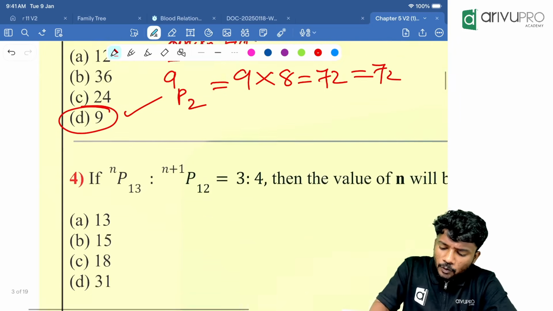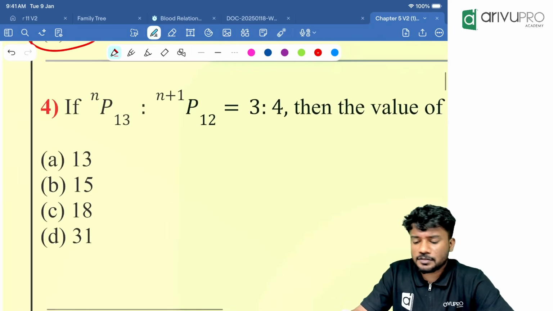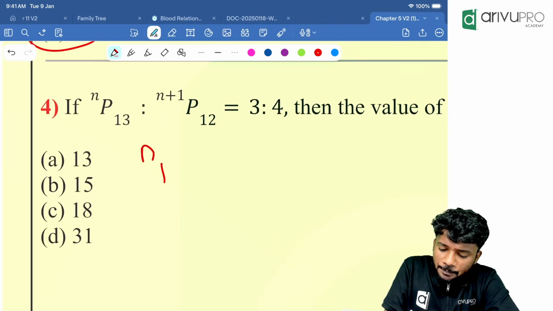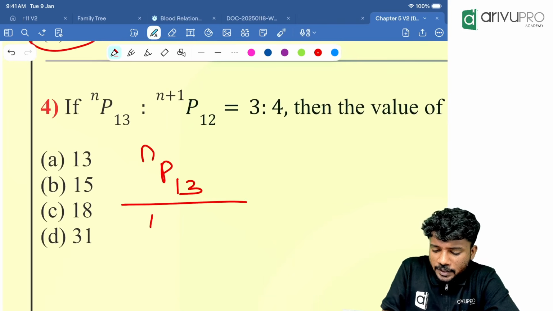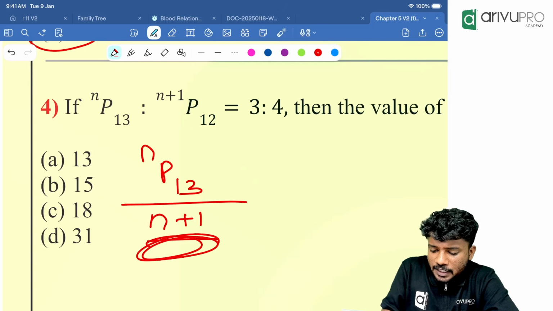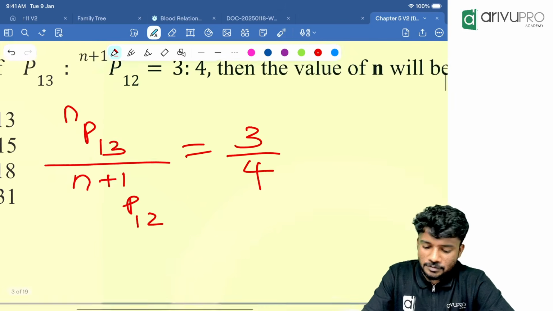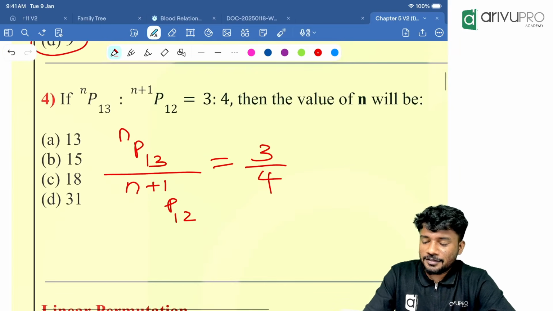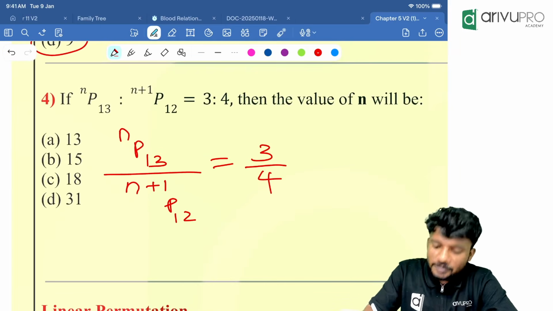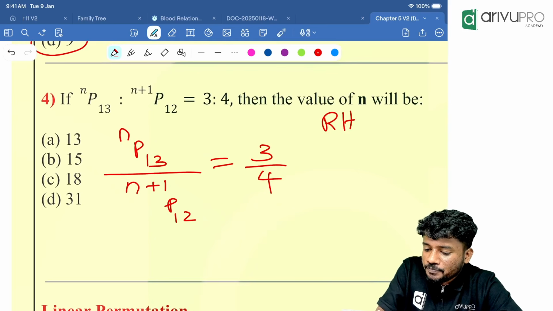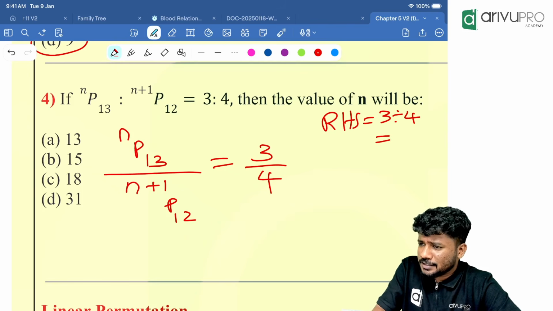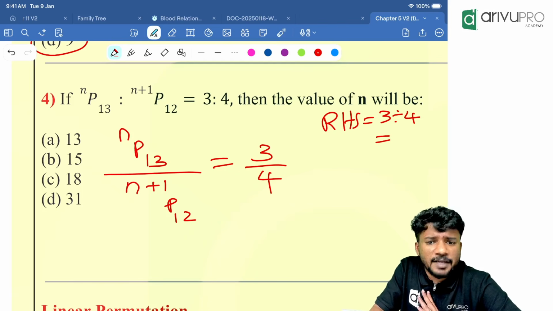Now look at this question. How will you solve this? nP13 divided by (n plus 1)P12 is equal to 3 by 4. What is the easiest way to solve this? Option hit, people. RHS is 3 divided by 4. How much is 3 divided by 4? Take your calculator. People always use the calculator. Don't use anything in fraction. 3 by 4 is how much?